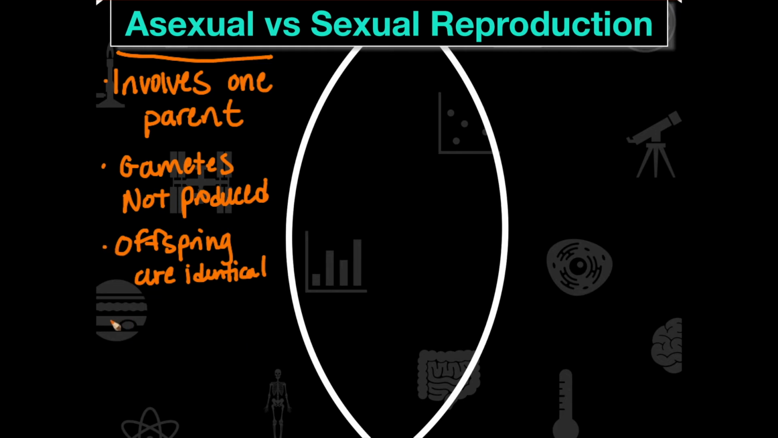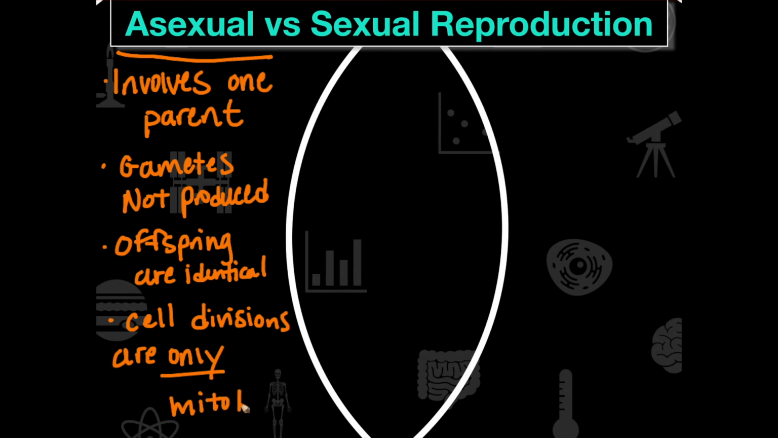And then cell divisions are only going to be mitotic. So we have, it's going to involve one parent. Gametes are not produced, so there are no sexual cells. Offspring are identical, and cell divisions are only mitotic.